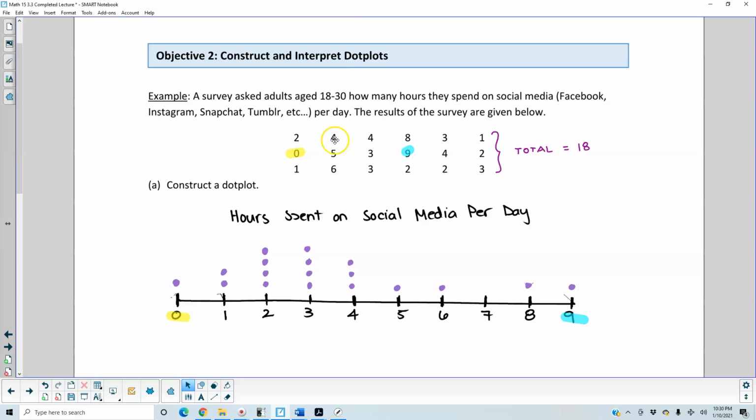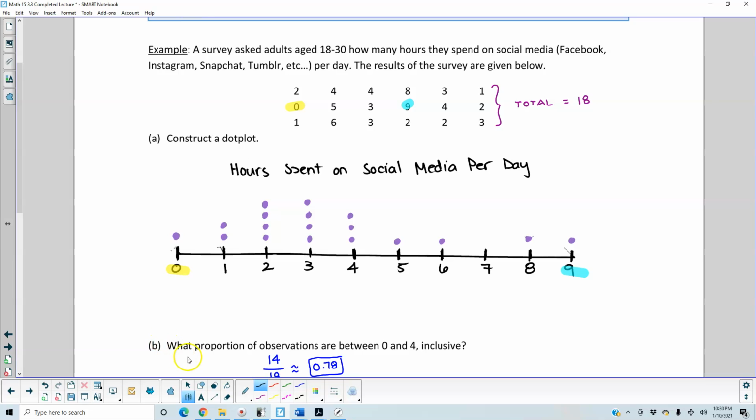For 4 hours, we have 1, 2, 3, so there are 3 dots for 4 hours. For 5 hours, we have 1 dot. For 6 hours, we have 1 dot. For 7 hours, we have none. For 8, we have 1, and for 9, we have 1. So therefore, we've constructed a dot plot.